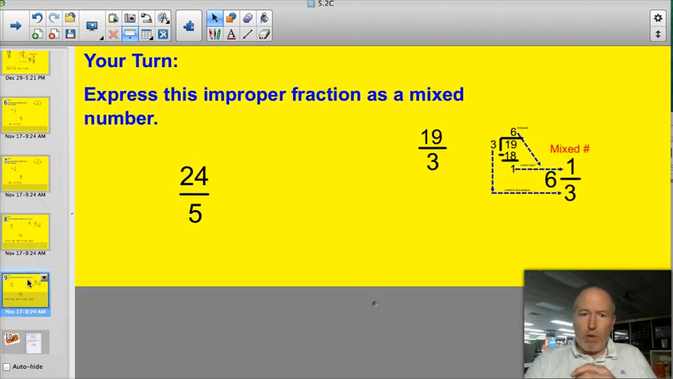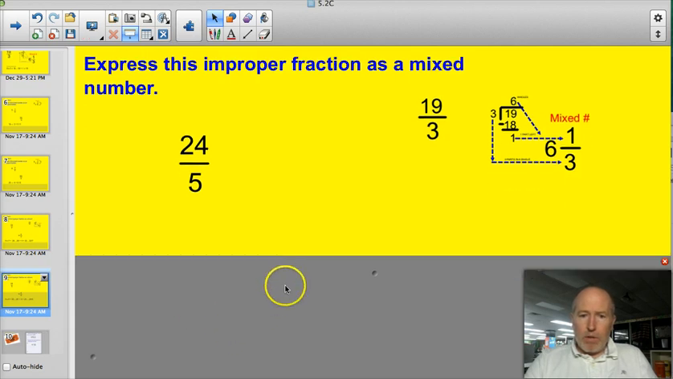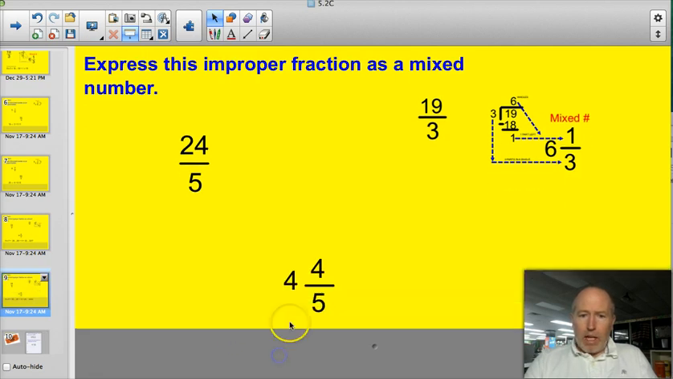I'll give you the answer to the trivia question. Express this improper fraction as a mixed number. Go ahead. All right, let's see how you did. I got 4 and 4/5.